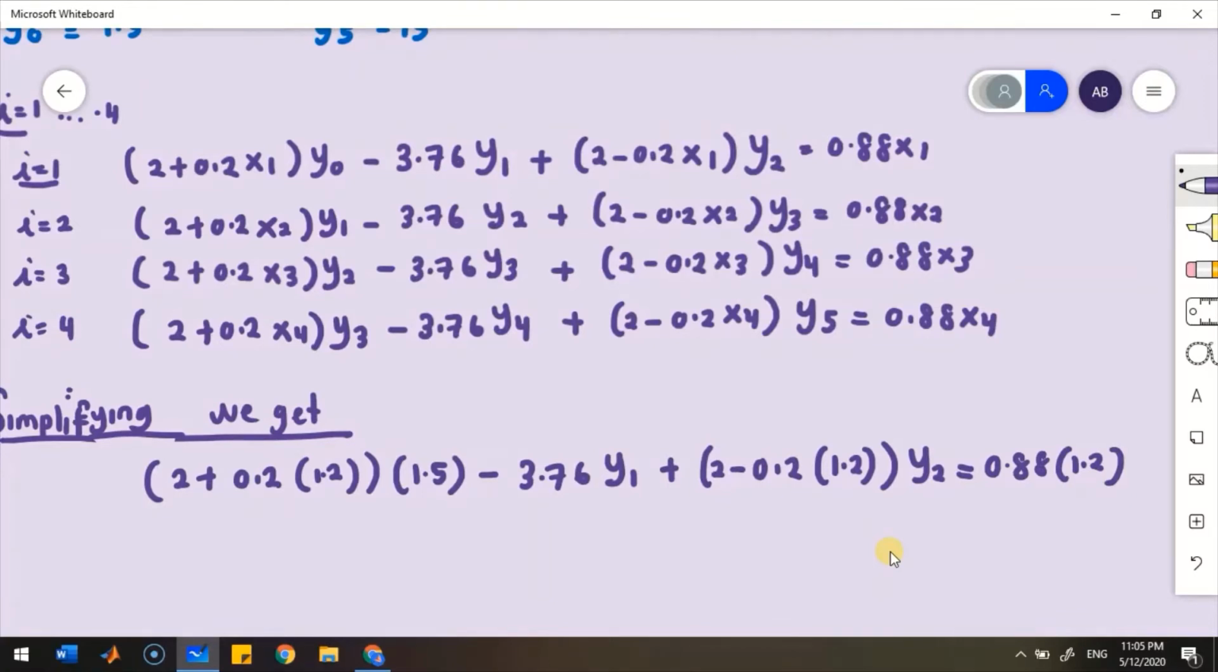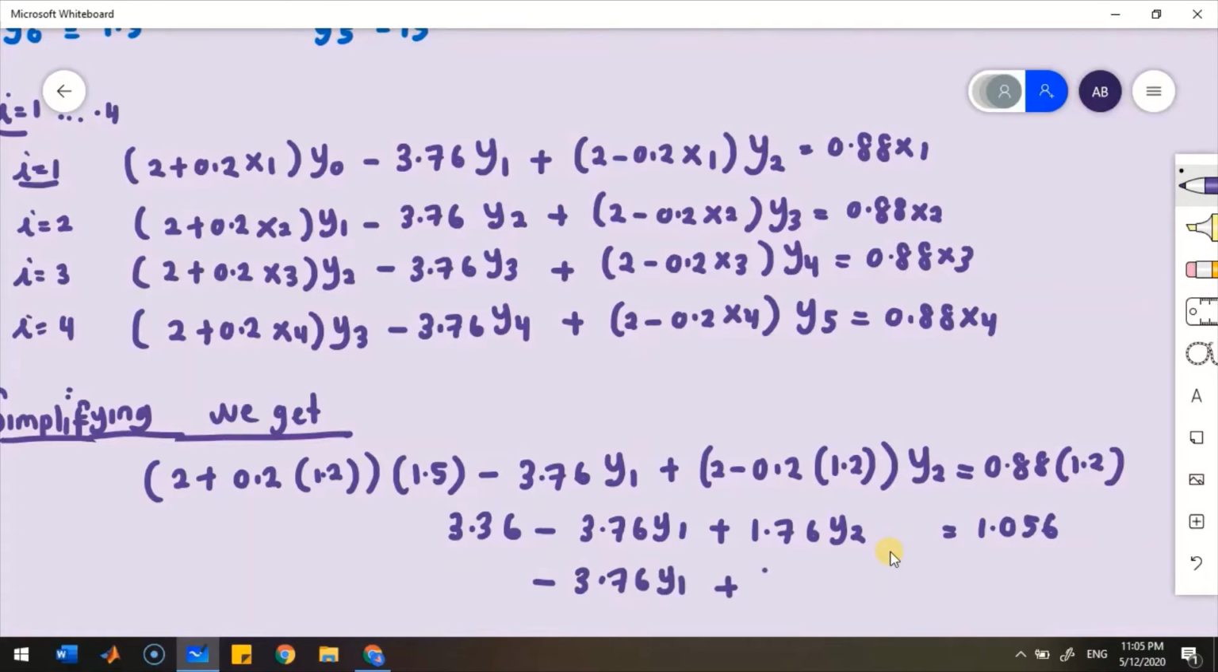Now, if you have a calculator, you can simplify this. So what I get here is 3.36 minus 3.76 y1 plus this term here, 1.76 y2 equals to 1.056. Therefore, taking this 3.36 to the right hand side gives me 3.76 y1 plus 1.76 y2 equals to 1.056 minus 3.36, which should give you negative 2.304. Like I say, you need to have your calculator ready.